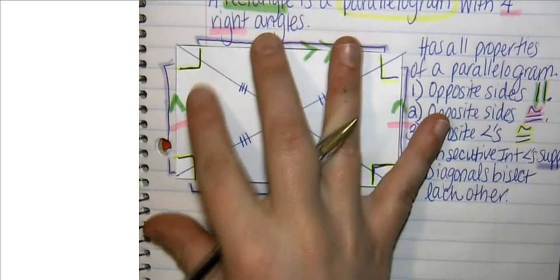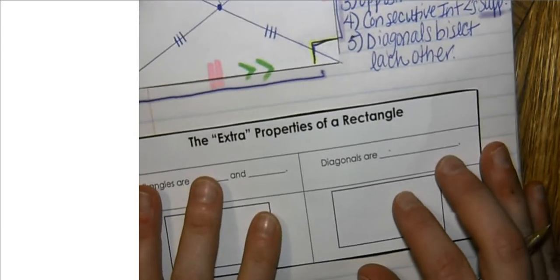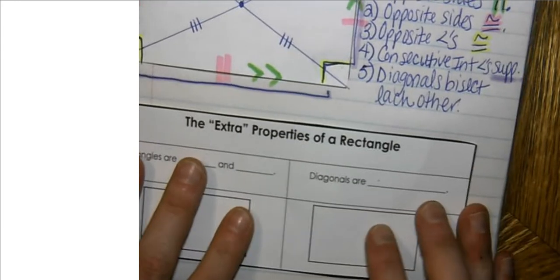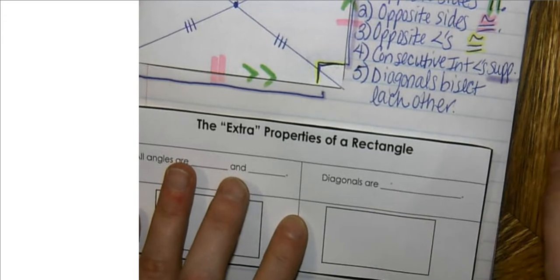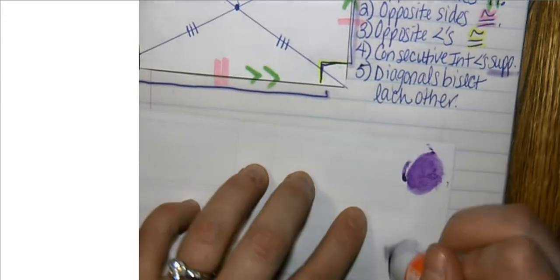Rectangles have all of the properties of parallelograms, just like normal, but they actually have extra properties. That's what makes it even more special than simply calling it a parallelogram. The extra properties of a rectangle are as follows, and I'm going to paste this directly into my notebook.